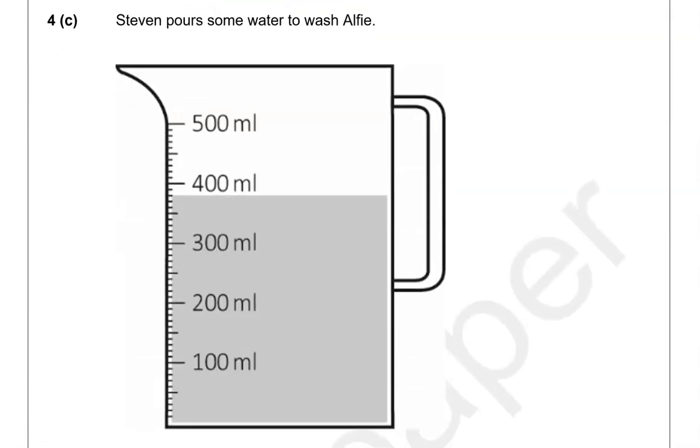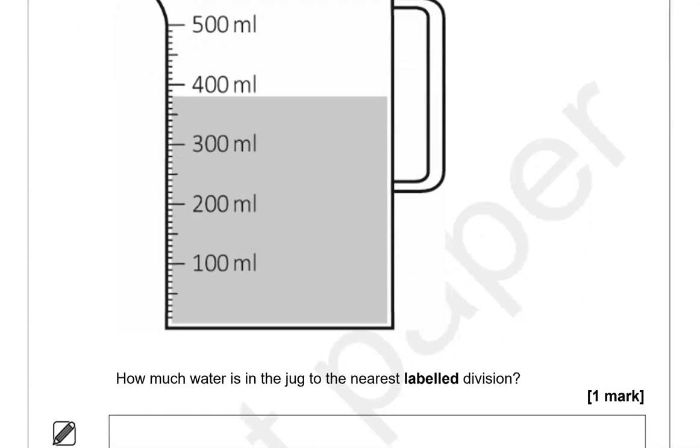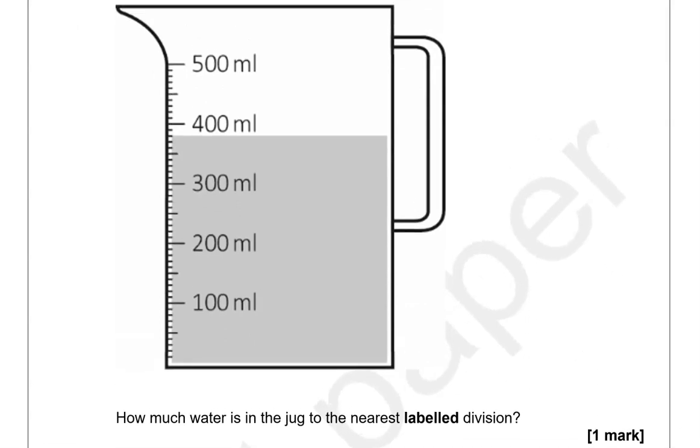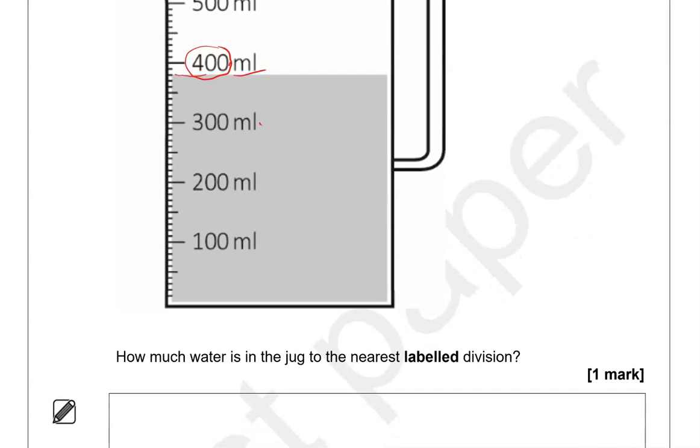Stephen pours some water to wash Alfie. How much water is in the jug to the nearest labeled division? So labeled division, it's when we've got these numbers given to us, like 400 and 300. So this is sitting between 300 and 400, but it's much closer to 400. So we're going to say 400 milliliters.